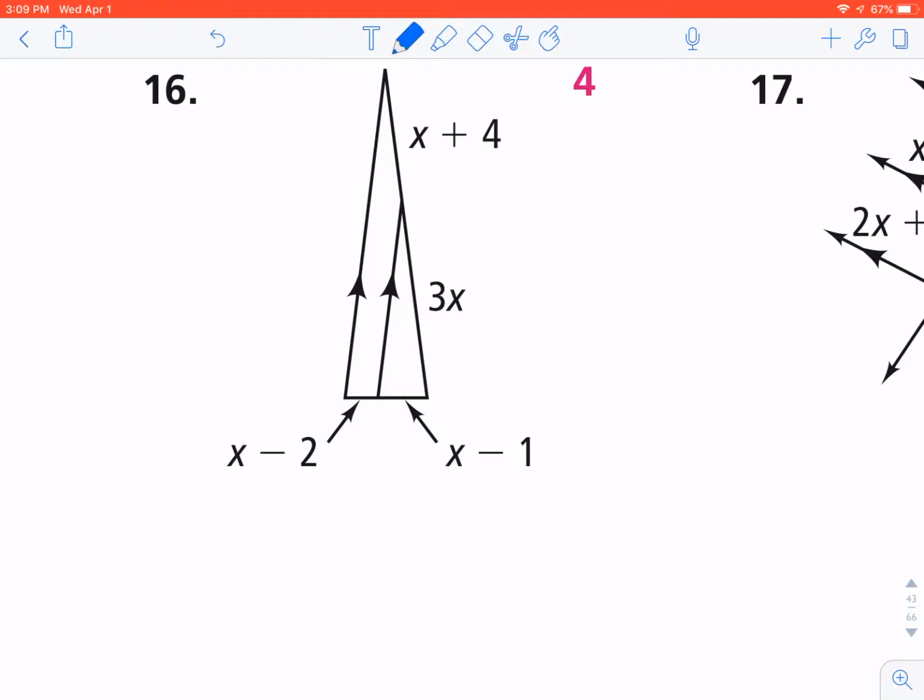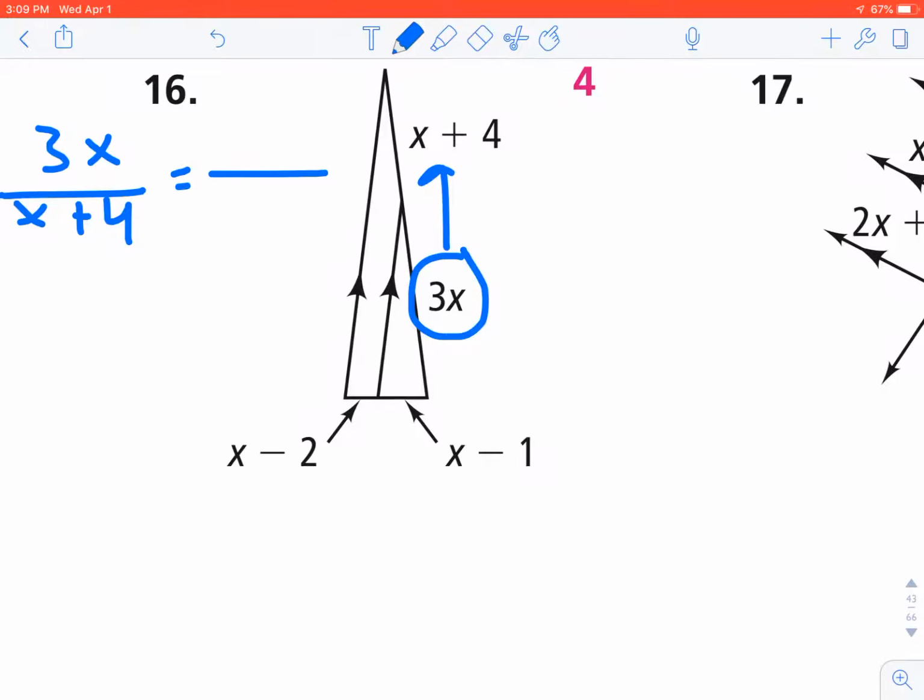Like I've been saying before, there's 3-4 different ways to set these up. As long as you're consistent, it doesn't matter which avenue you take. I'm going to compare 3x to x plus 4, which would then require me to compare x minus 1 to x minus 2. Okay?